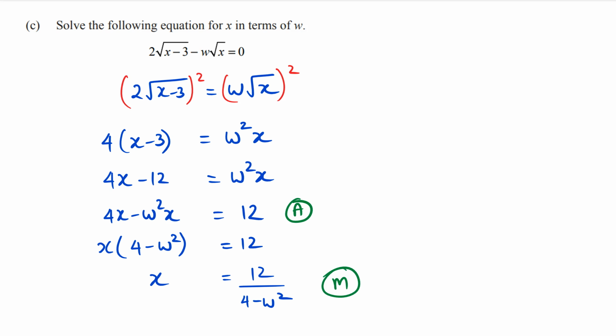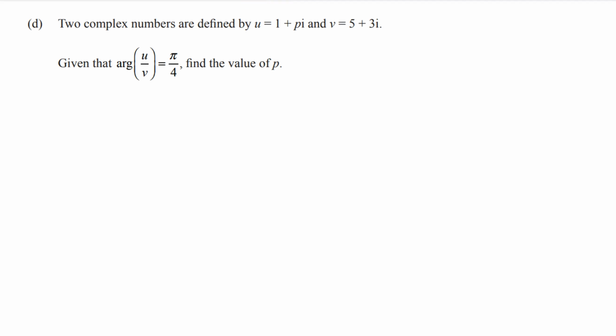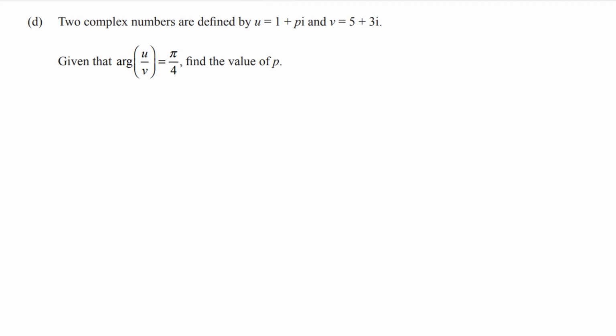Okay, so let's go to question D. So question D, what we have is 2 complex numbers, and given that the argument of u over v equals pi over 4. Now, one thing I'm going to say to you guys is this: in complex numbers, particularly the arguments that they give you, if they give you an argument of pi over 4, pi over 4 is the same thing as saying 45 degrees.